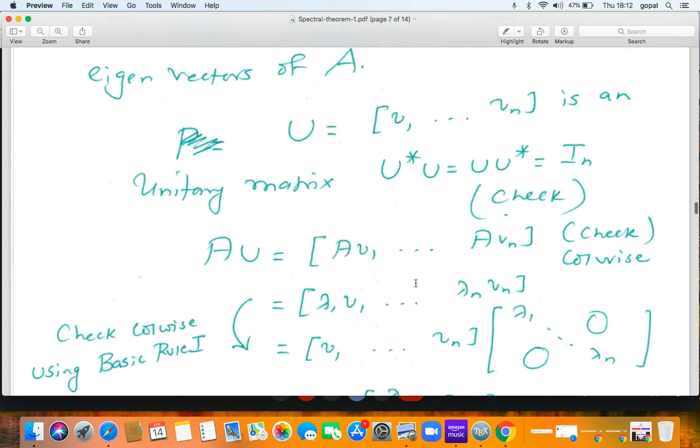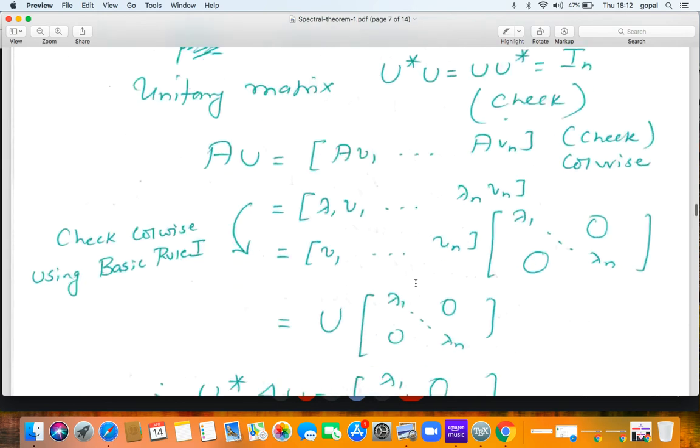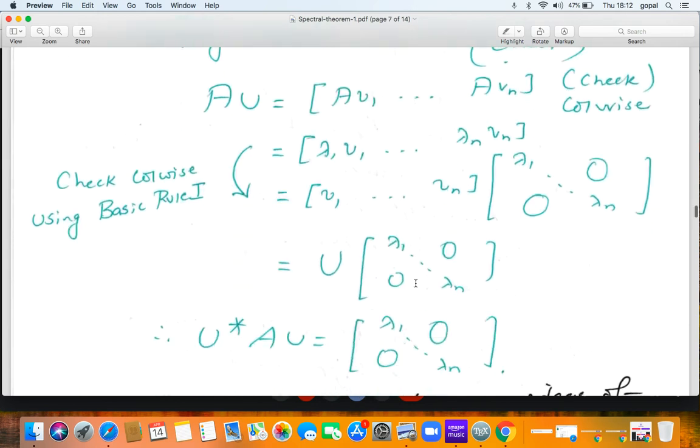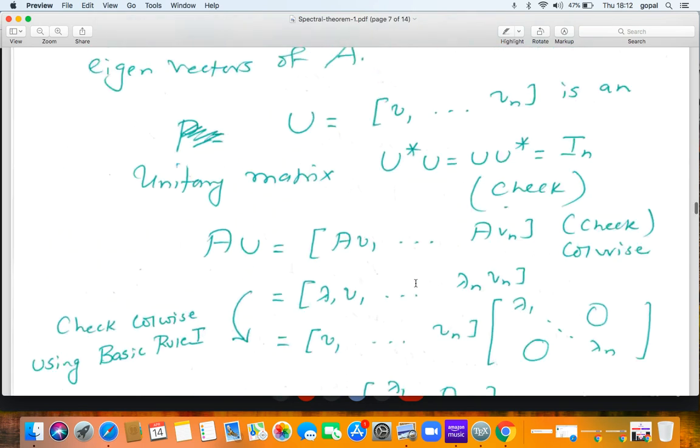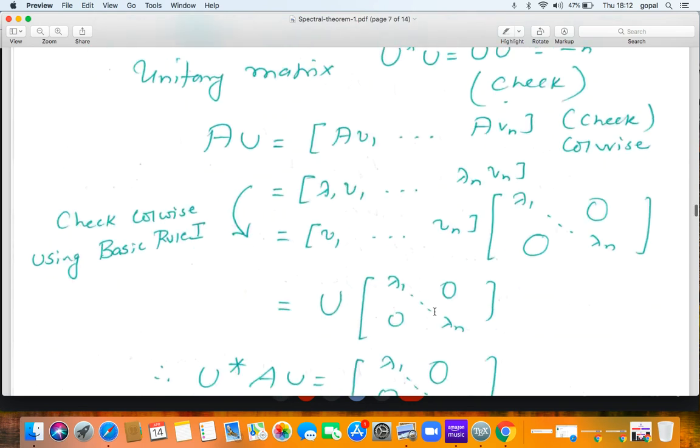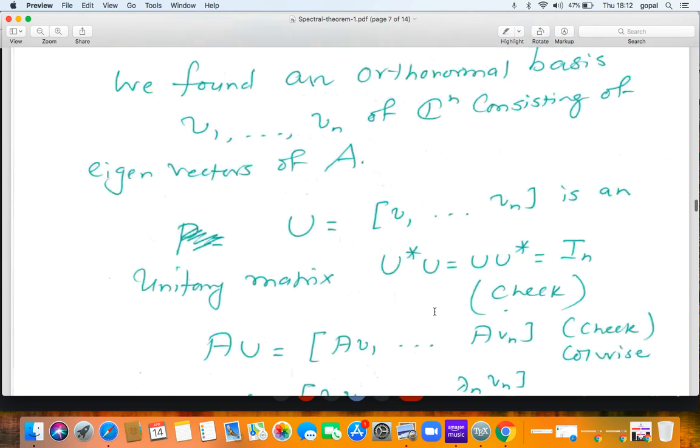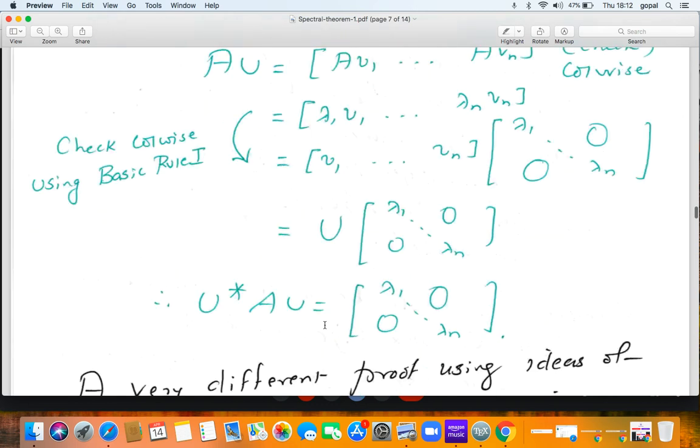This is an exact repetition of the diagonalizability theorem that we did. Since we have an orthonormal basis of eigenvectors, you string them together, you get a matrix U. U is not only non-singular, it is actually unitary, and U star AU is basically the diagonal matrix.